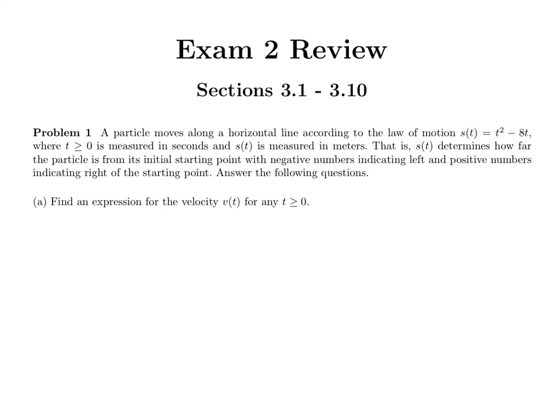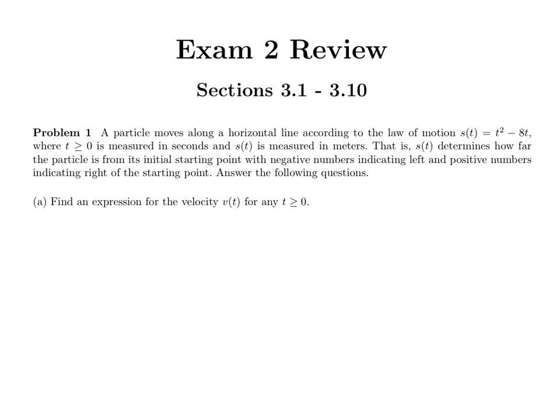In problem 1, we are told a particle moves along a horizontal line according to this position function. This tells us the displacement in time t seconds greater than or equal to 0, and it's measured in meters. We'll say on this number line, movement to the right is positive and movement to the left is negative. With this information, part A says, find an expression for the velocity function v of t.